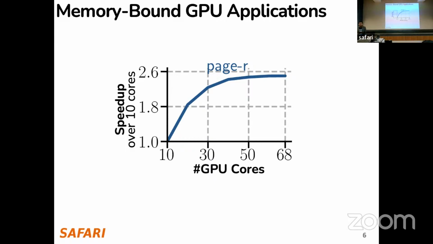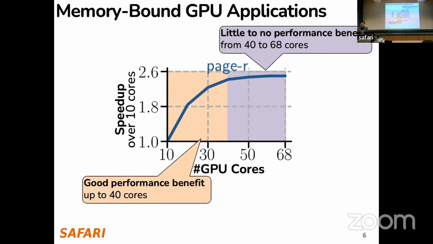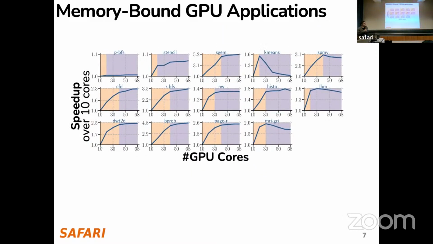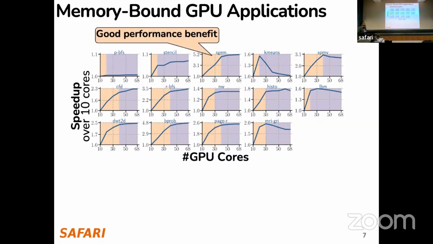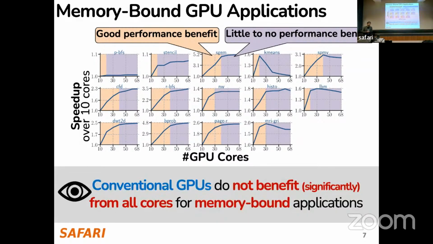So what you can see is on the left, there's some number of cores, here up to 40 cores, from which we get good performance benefits. And then from 40 to 60 cores, we see little to no performance benefit. Now we repeat the study for an entire range of memory-bound applications. And we see the same pattern in general. So there's good performance benefit from the first few cores, and then little to no performance benefit from the remaining cores. So we conclude that conventional GPUs do not benefit from all cores for memory-bound applications.